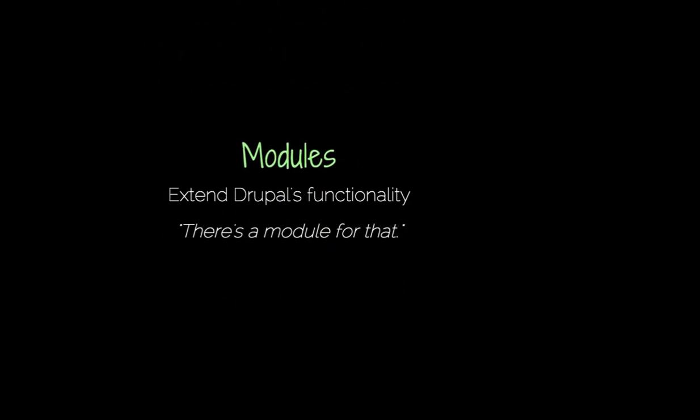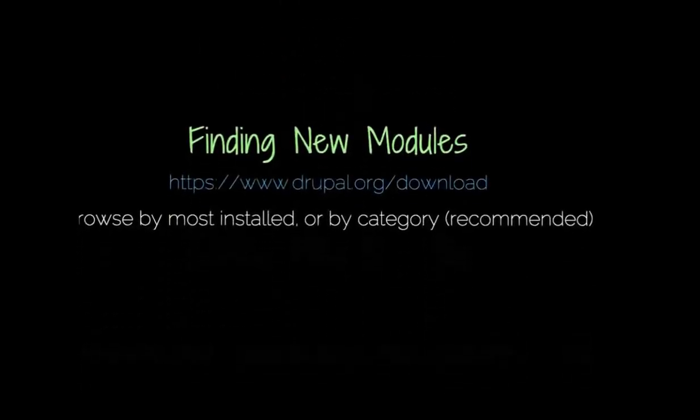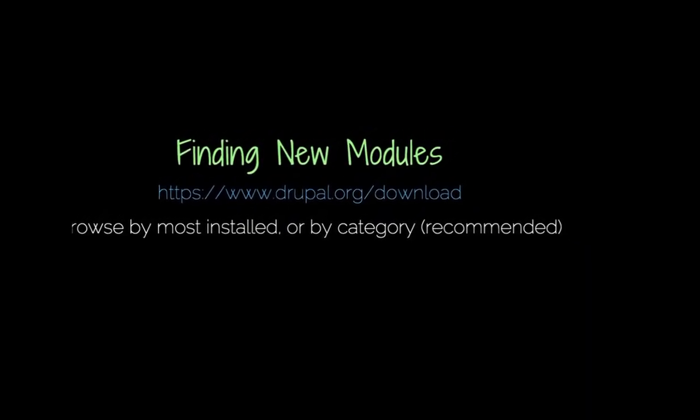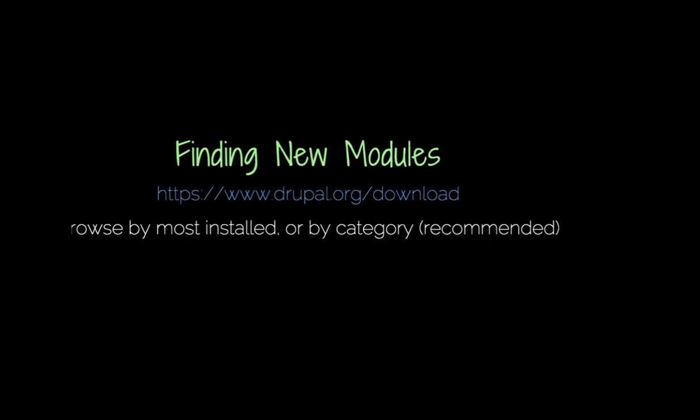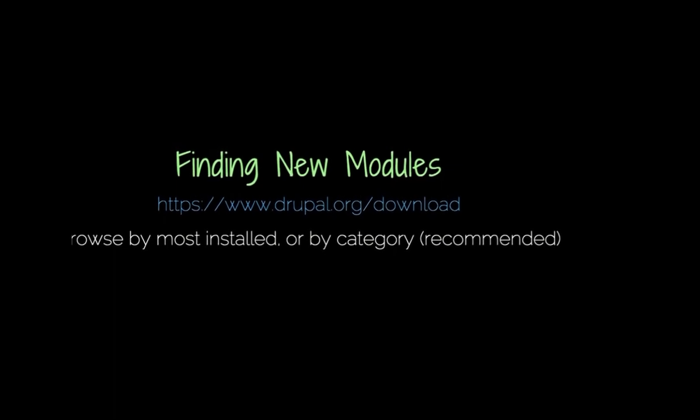If you still need a custom module, some custom field types, you can go and download a module. Drupal extends its functionality by modules. There's a saying in the Drupal community called "there's a module for that." And there really is a lot of modules out there. To find new modules, you want to go to drupal.org/download, and then for field types specifically, you want to browse by most installed, or browse by category. Field types, browse by category, select fields, and you'll be able to find all the field modules that are provided.